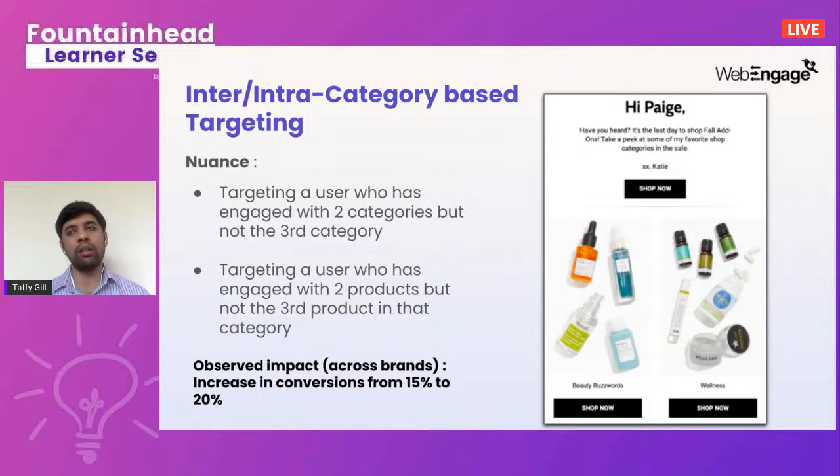So let's say Taffy is a user who actively purchases the face care and the hair care. Now he would be a good person to be targeted with, let's say, the skincare category, or maybe the fourth category that you have. So identify users who have purchased two categories, but who have not done a purchase for the third. That's one way to target them. The other nuance could be that in one category, let's say there are three or four types of products that you have. For users who are purchasing two products from a particular category, it makes sense to target them with the third or the fourth product that they have not purchased as of now.